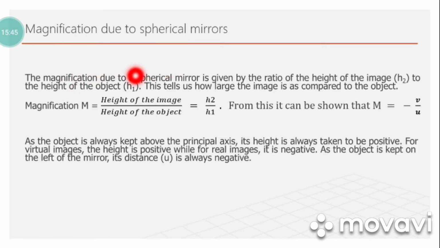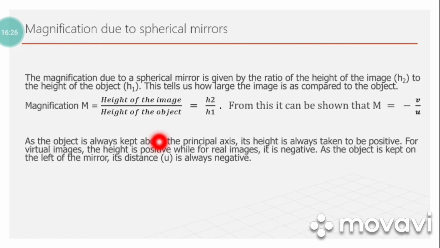Magnification due to spherical mirrors. The magnification due to a spherical mirror is given by the ratio of the height of the image h2 to the height of the object h1. This tells us how large the image is as compared to the object. Magnification, represented by capital M, is equal to the height of the image upon the height of the object, and that is equal to h2 upon h1. From this it can be shown that capital M, which is magnification, is equal to minus v upon u, that is minus the image distance upon the object distance.